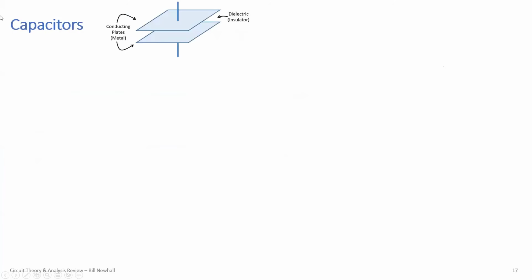So let's go to a review of reactive components. We're going to talk about capacitors and inductors. So you probably recall that if you have a couple of conducting plates separated by a dielectric, or an insulator, you have a capacitor.